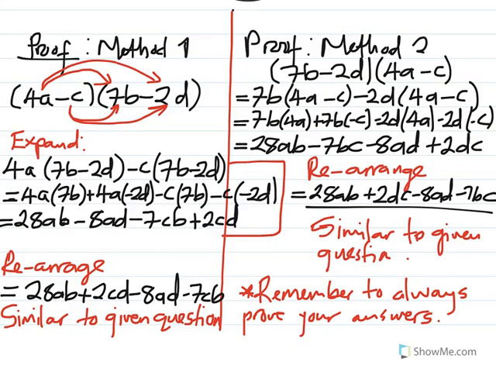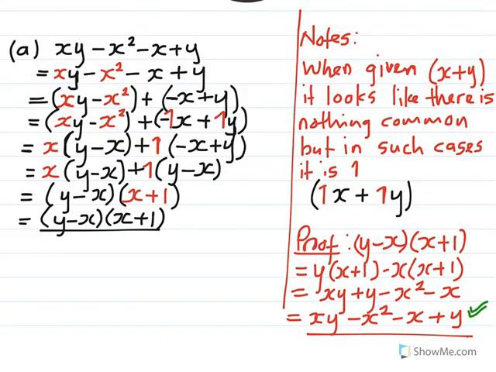Now, when you have factorized that, you can actually prove whether your method is correct or wrong. You can prove if your method is wrong or correct by expanding the answer that you got. For example, remember we got 4A minus C, 7B minus 2D. By expanding, you will discover that you go back to the same problem that you started with. You can check that on your own.